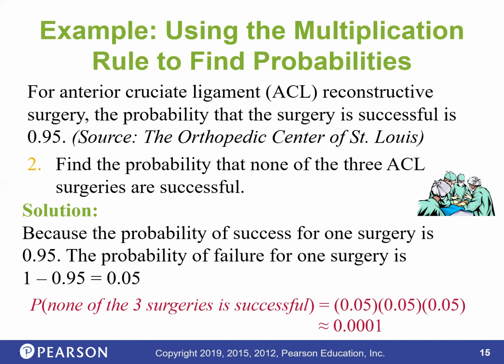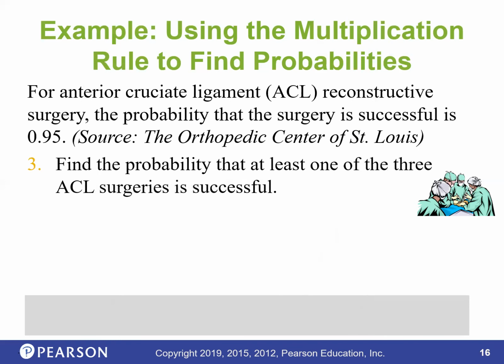And one last one here. How about this one? We're all done after this here. How about this? Find the probability that at least one of the 3 ACL surgeries is successful. Let's leave with that. You guys, can you guys calculate this one? Think about it. Talk to your neighbor if you have one. Find the probability that at least one of the 3 surgeries is successful. What would you do? I'll give you a hint. 0.95 means successful, and 0.05 means unsuccessful.